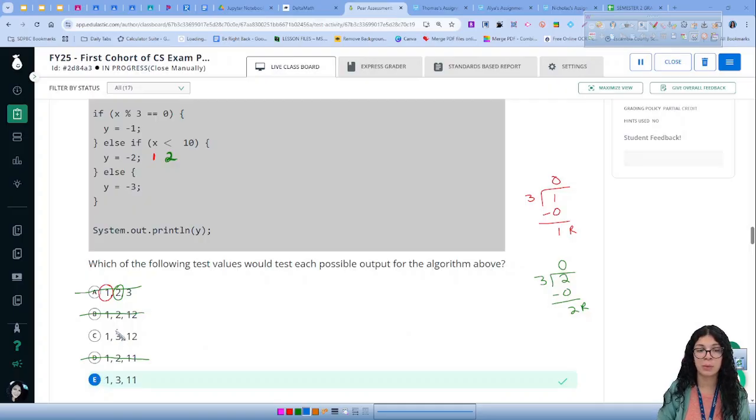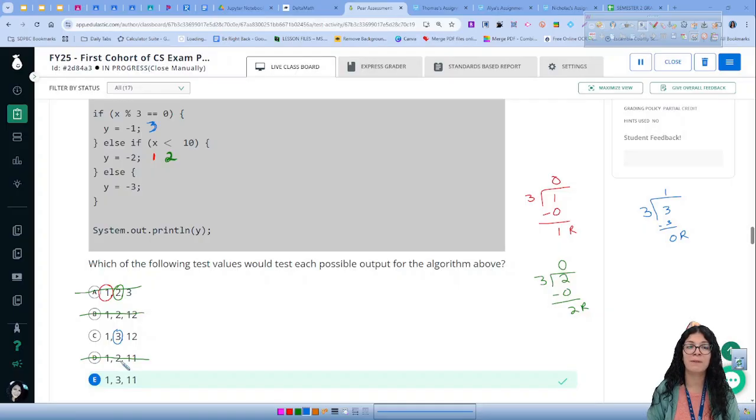Because we haven't seen what 3 will test yet. So let's see what 3 tests. So 3 mod 3. When I divide 3 by 3, 3 goes into 3 one whole time. And when I subtract, my remainder is 0. So actually, 3 mod 3 is, yes, remainder 0. So that's true. So 3 tests this first case. So okay, if 3 tests the first case and 1 tests the second case, then my third value has to test the else. Right? So the question is, does 12 test that final else, or does 11?